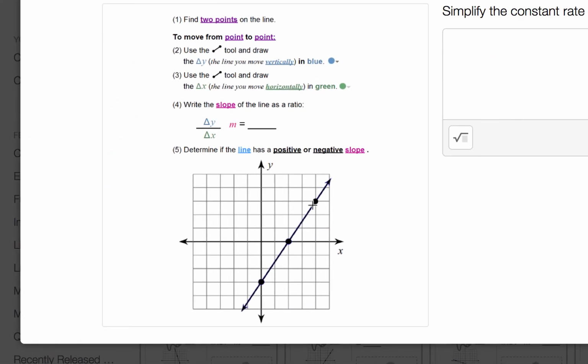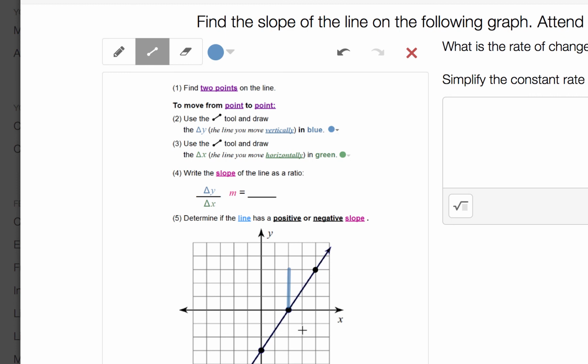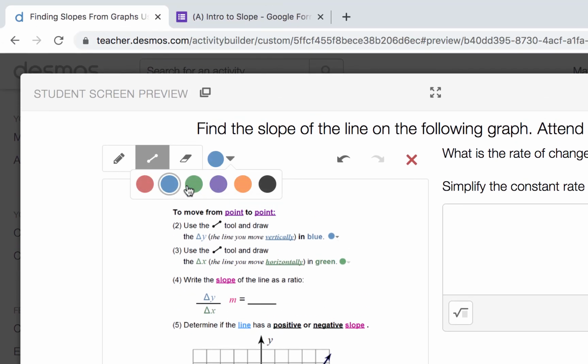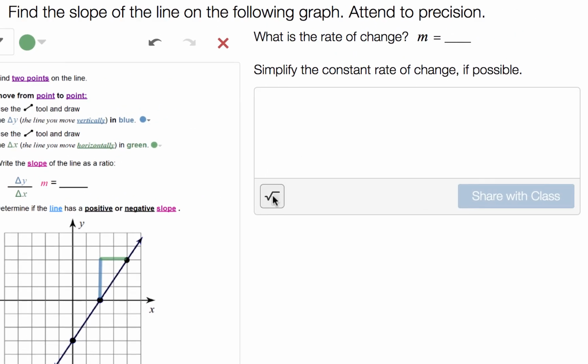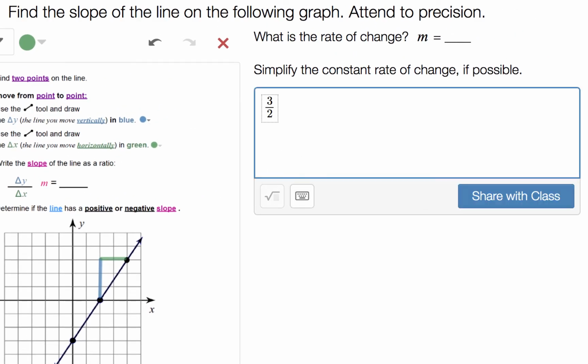So we find 2 points. I'm going to use this point and this point. So if I'm looking at the left, I'm doing this point first. The vertical change, the change of Y, looks like it's 3. And then the change in X, the change in the green, looks like it's 2. And I'm going up, so that's positive. Think about a thermometer. And I'm going right, so that's also positive. So change in Y would be 3. And the change in X would be 2.